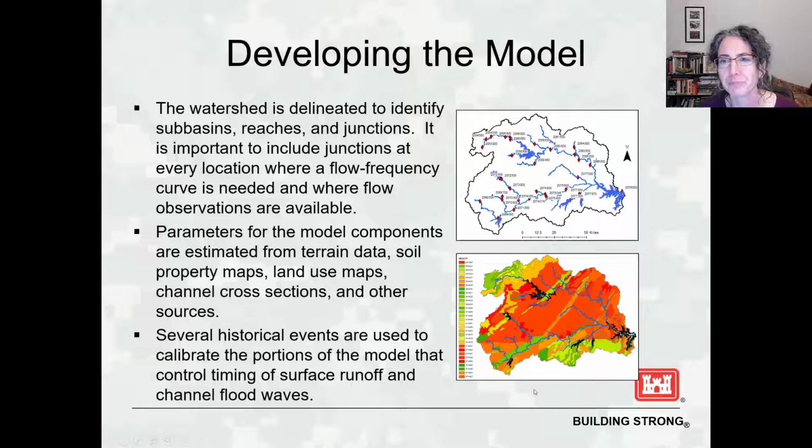So, developing the model, we're going to delineate subbasins, reaches, and junctions. We have to make sure that we have junctions at every location where either a flow frequency curve is needed or where flow observations are available. The initial parameter estimates for model components will be estimated from terrain data, soil property maps, land use maps, and other sources. Several historical events should be used to calibrate the model if at all possible.